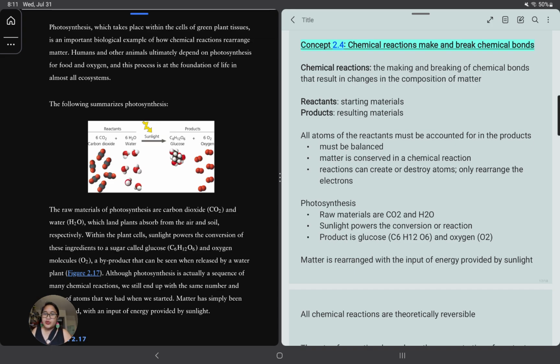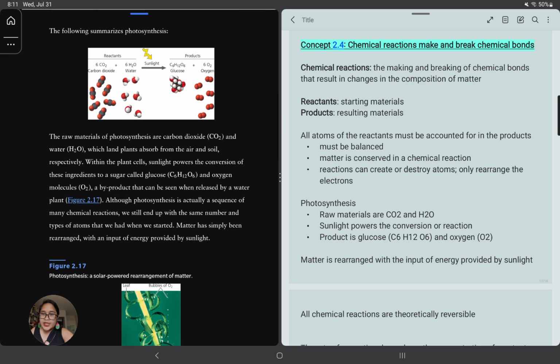Photosynthesis, which takes place within the cells of green plant tissues, is an important biological example of how chemical reactions rearrange matter. Humans and other animals ultimately depend on photosynthesis for food and oxygen, and this process is at the foundation of life in almost all ecosystems. The following summarizes photosynthesis. And here we see a chart.